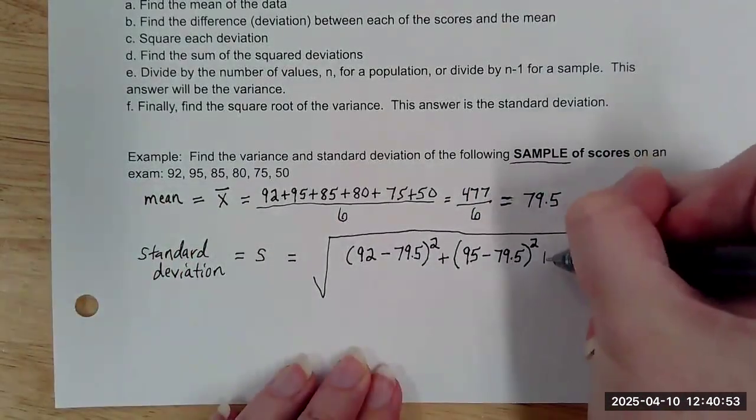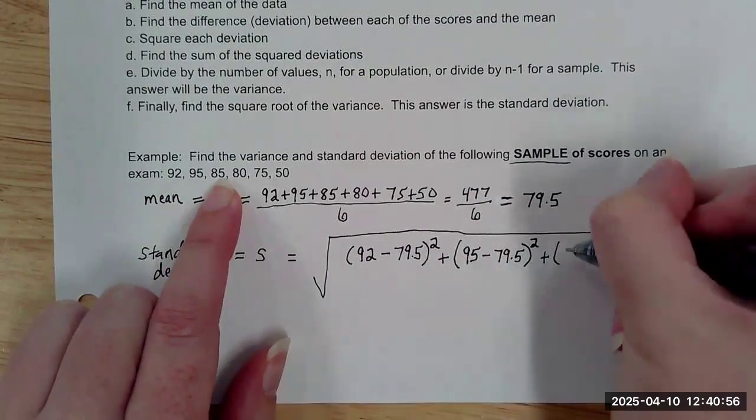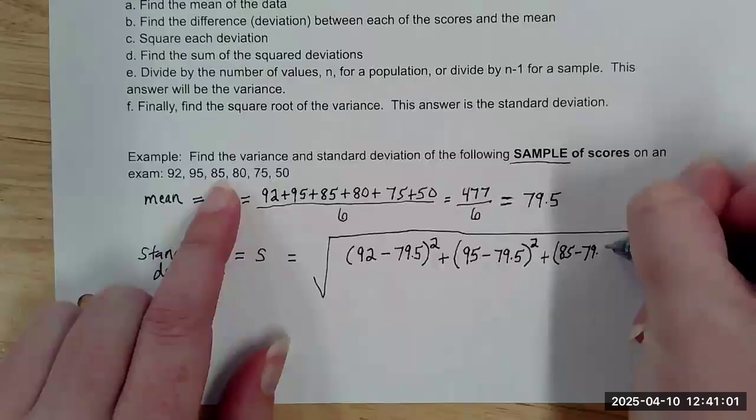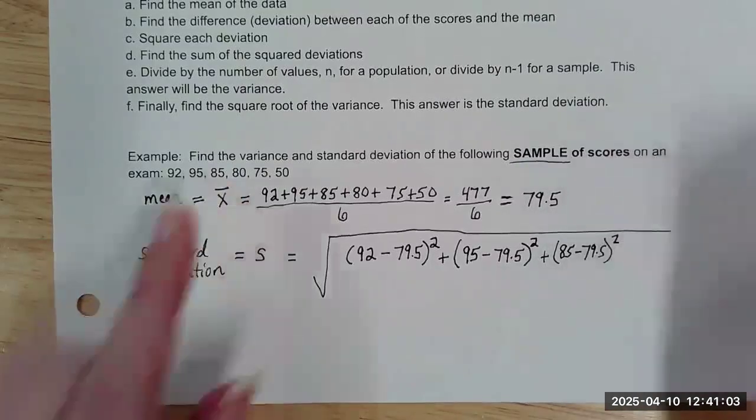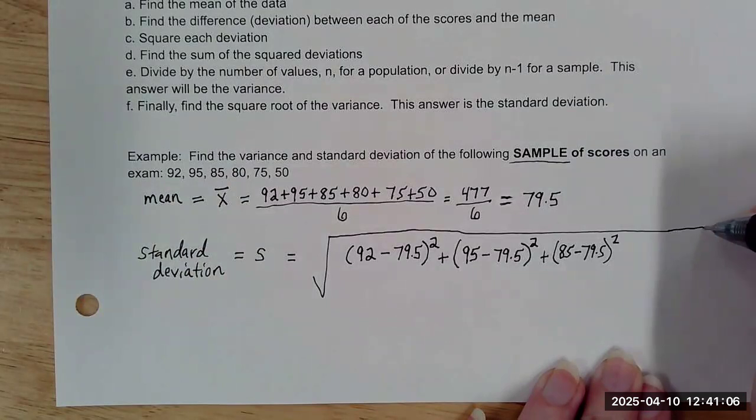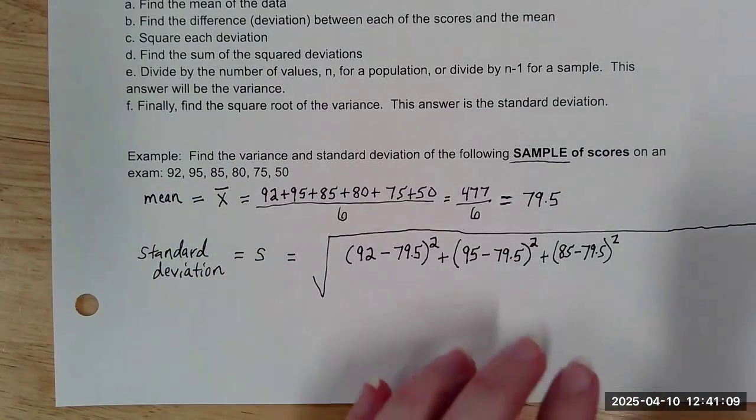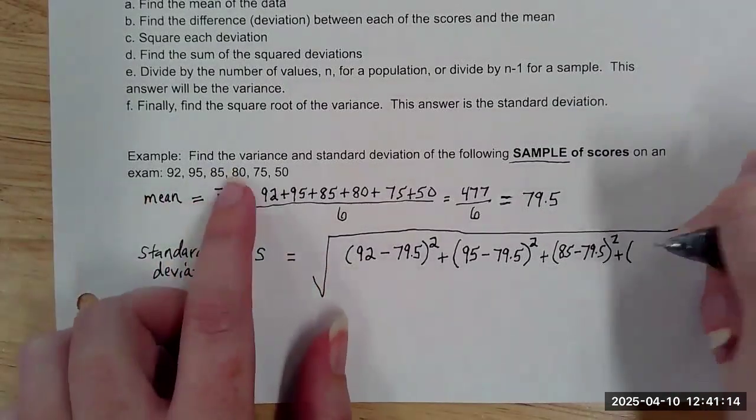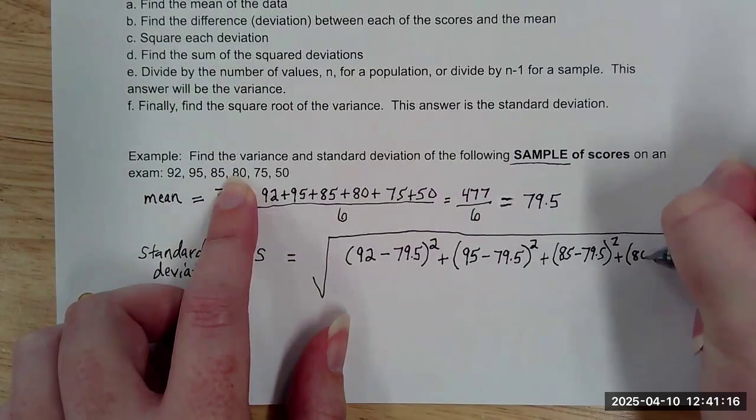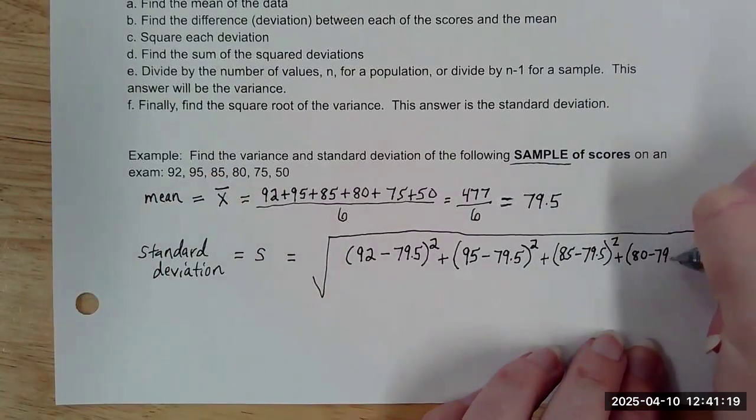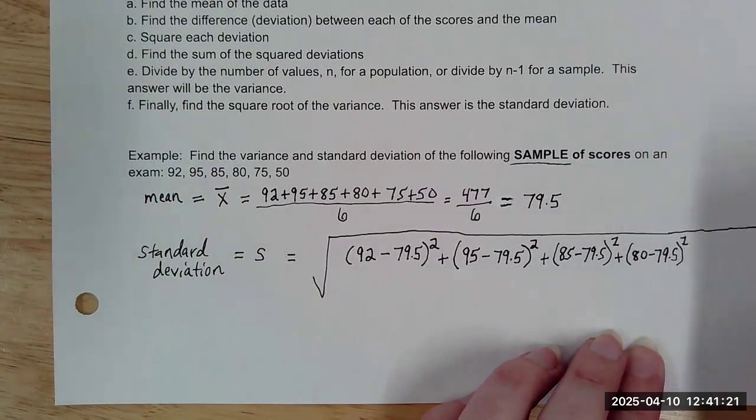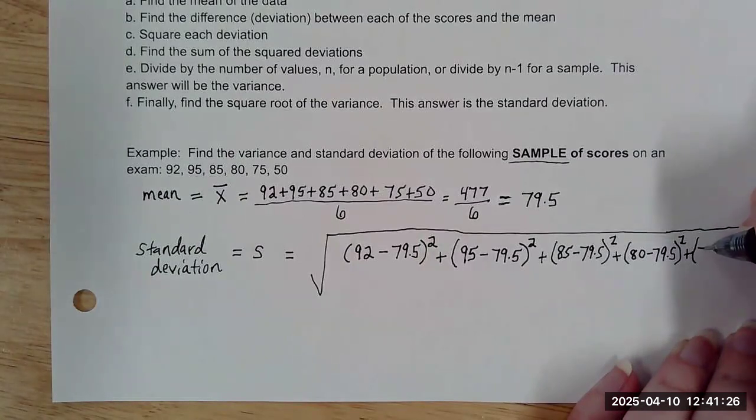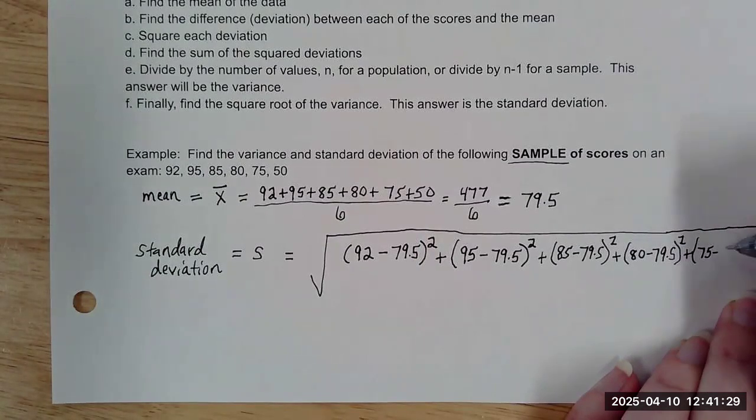And then I'm going to take the third data value, which is 85, and I'm going to subtract the 79.5. And I'm going to end the parentheses and square it. And I feel like I'm probably going to run out of space, so I'm going to try and write even smaller. As it becomes ridiculously small, forgive me. Then I'm going to add my next data value, 80 minus 79.5. We're going to end that, and square it, plus. Then we're going to do 75 minus 79.5.